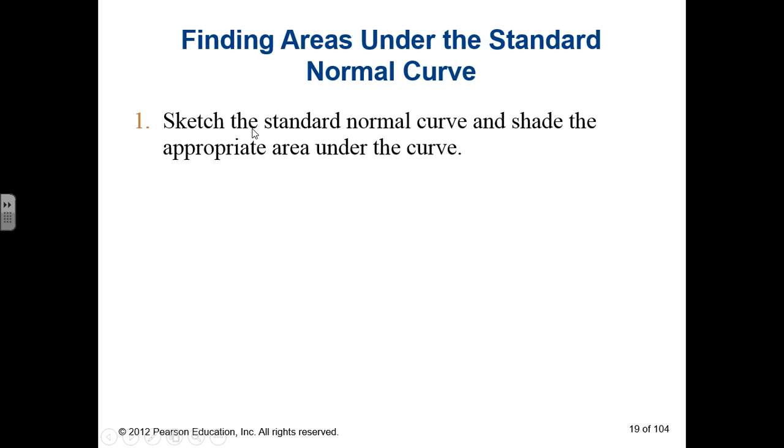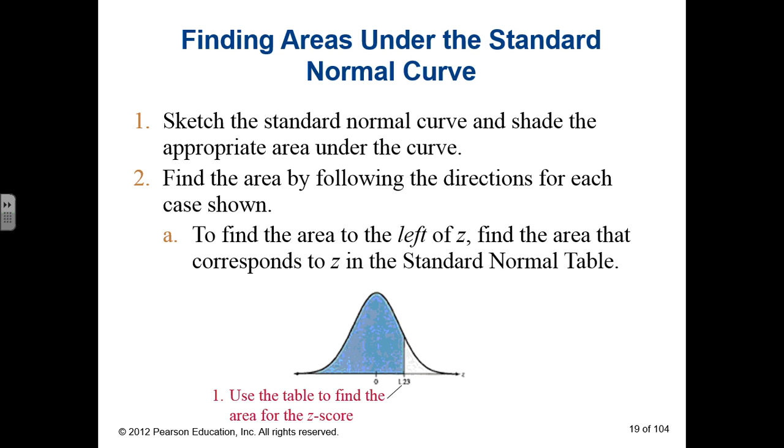So let's look at how we go about doing this. One of the very first things you should do is sketch the normal curve and shade the area that you're looking for. If we're looking for the area to the left, that corresponds exactly to the value found in the standard normal table. If we were looking to use the table to find the area for the z-score of 1.23, we see that that corresponds in the table to 0.8907, and that is the area shaded to the left of z equal to 1.23. This corresponds to finding the probability that z is less than 1.23.